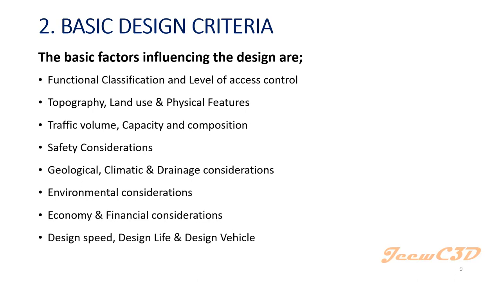Then one of the most important things: the design vehicle. The design vehicle is the largest vehicle that is frequently running on that road. This design vehicle affects the curve radius of the road. If you have a very large vehicle, you should have larger curves, otherwise these vehicles cannot turn on that road. When you are selecting the design vehicle, you have to select a vehicle that is frequently running on the road.